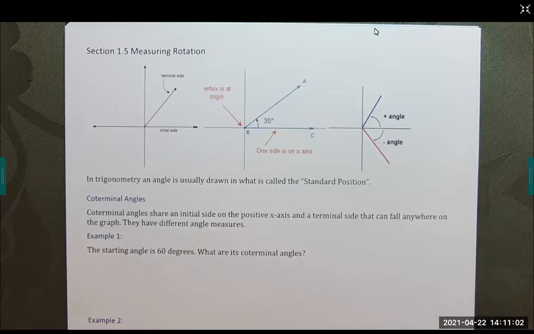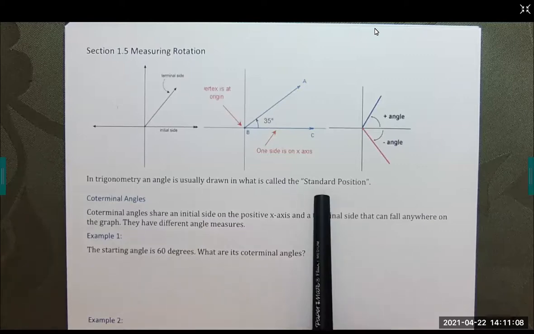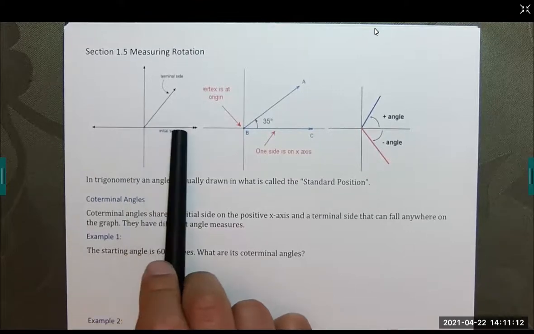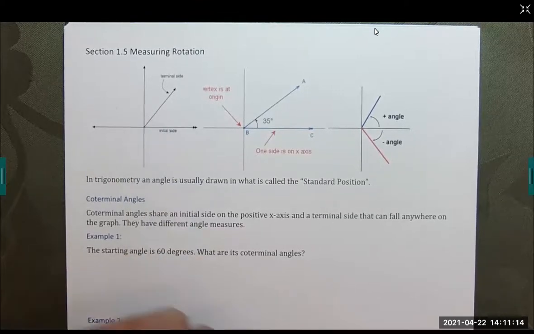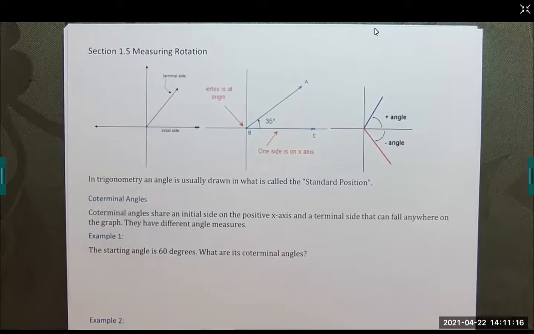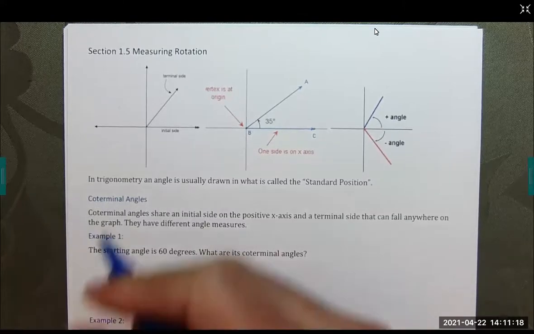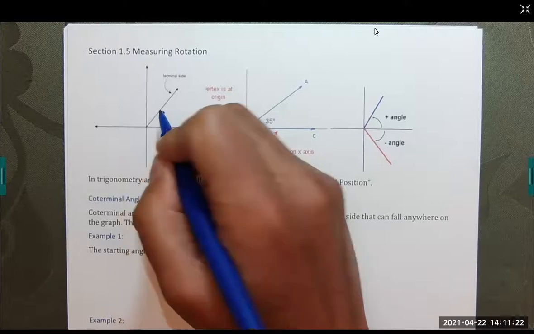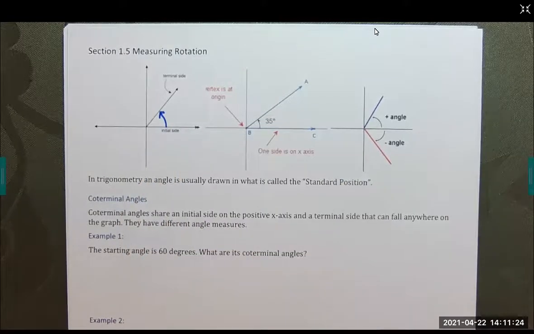Today we're going to talk about measuring rotation. When we're talking about angles, we usually start in something called standard position. That's starting with an initial side, which is going to be our axis. And then the angle goes in this direction, counterclockwise. Counterclockwise is considered a positive orientation, so a positive angle.